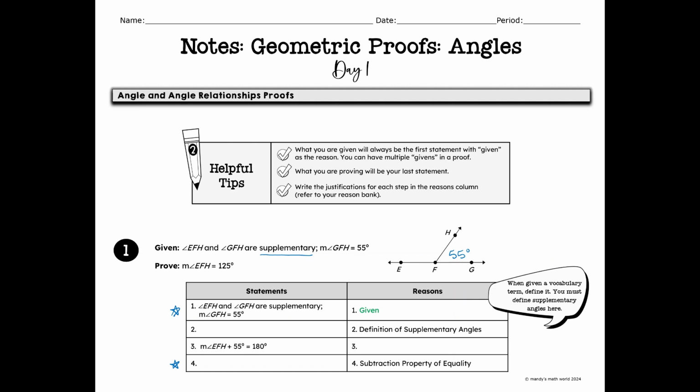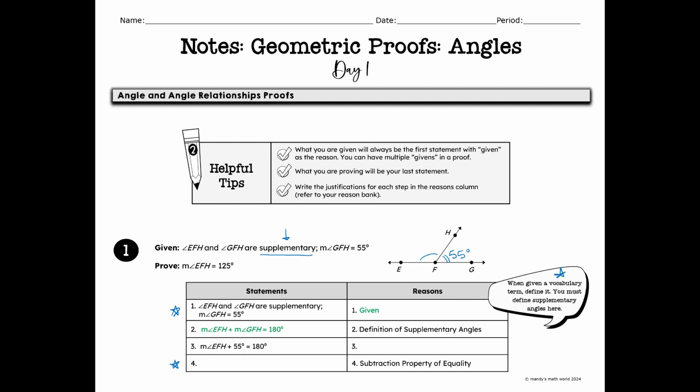Okay, so a little tip, when you are given a vocabulary word, you need to define it. So we're given that these two angle measures are supplementary. What does that mean? Well, the definition of supplementary angles tells us that if I add those two angle measures together, I'll get a measure of 180 degrees. So that's your next statement. The measure of angle EFH plus the measure of angle GFH equals 180 degrees. And we know that by the definition of supplementary angles.